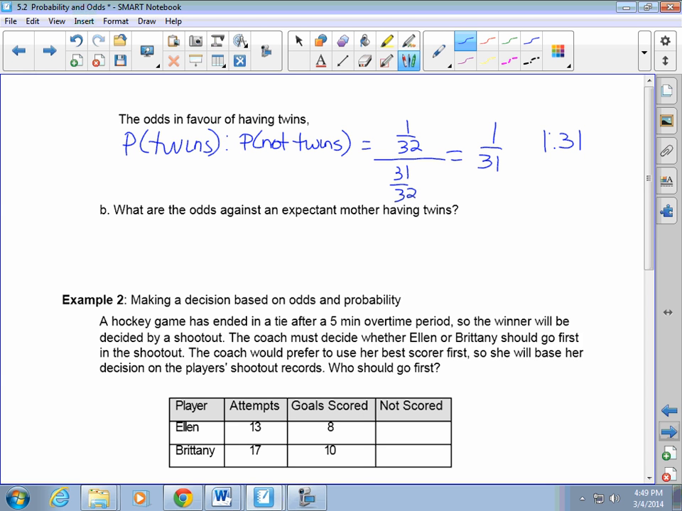Odds against then, and if you remember from what I said before, the only difference between odds in favor and odds against is just flipping your ratio. So odds against an expectant mother having twins would be 31 to 1. So you have more of a chance of not having twins than you do of having twins.